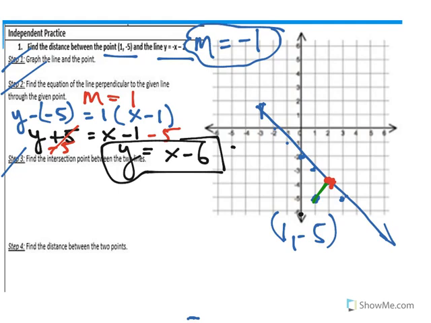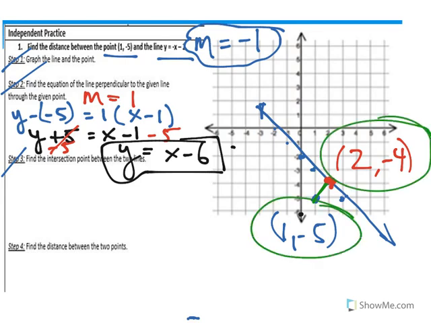Okay, so now we have found the intersection point. Again, the intersection point is this red point here, and this point would be 2 comma negative 4. So 2 comma negative 4. Now, look at what I have here. I have this point, I have this point. Last step is find the distance between the 2 points.